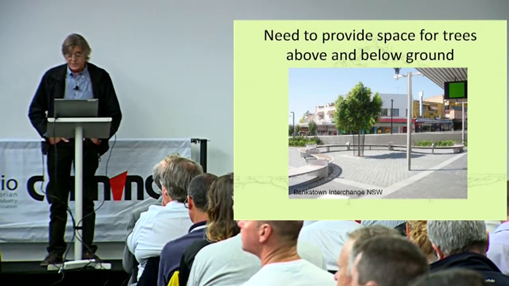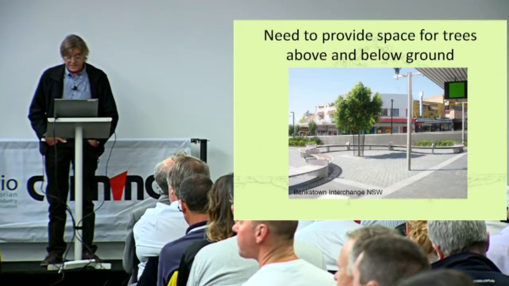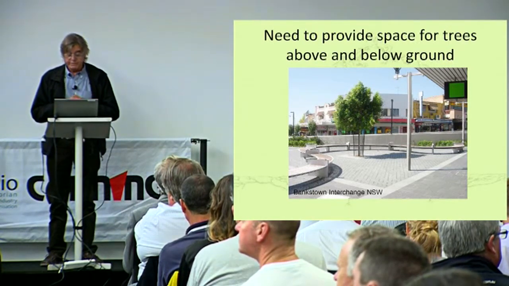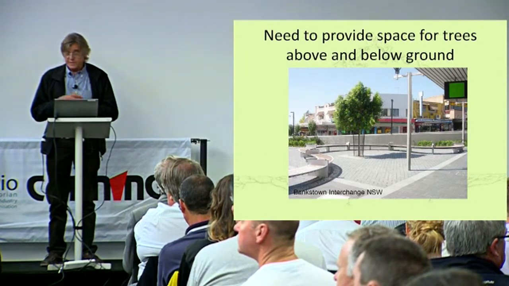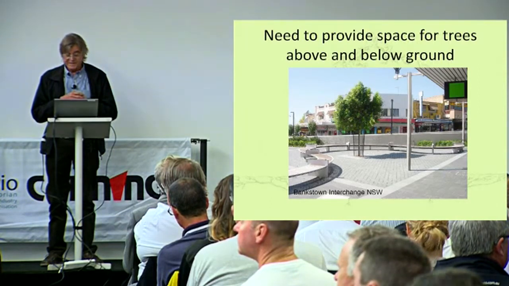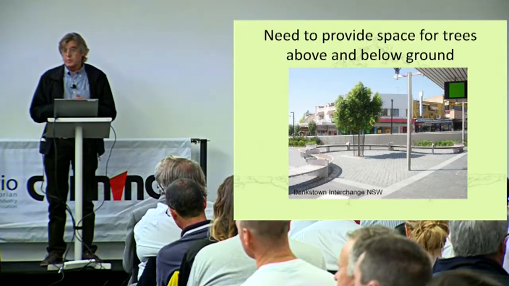And I quite like this image here from the Bankstown Transport Interchange. It shows somebody's actually thought about a tree, how big it's going to grow, a ficus. They provided space above ground for the tree, and they provided a soil volume below ground for the tree. It would be easy just to plant 3 or 4 trees in that same space. And they've also provided permeable paving.